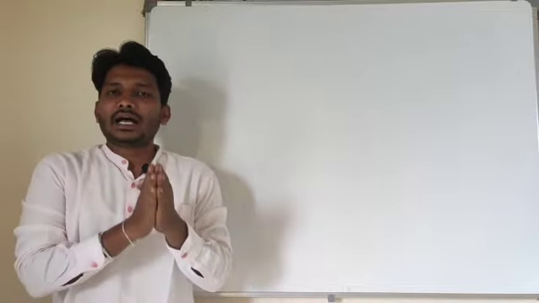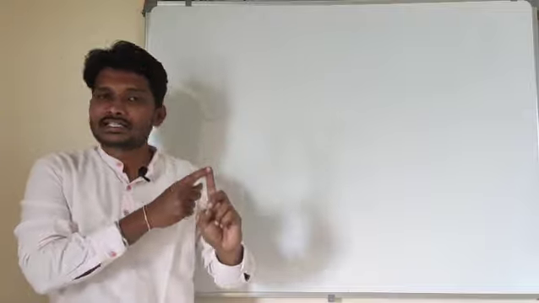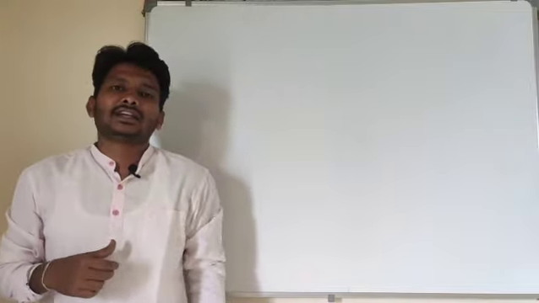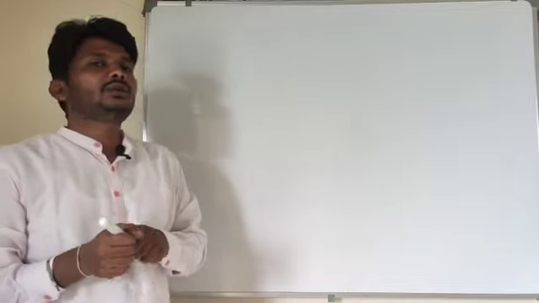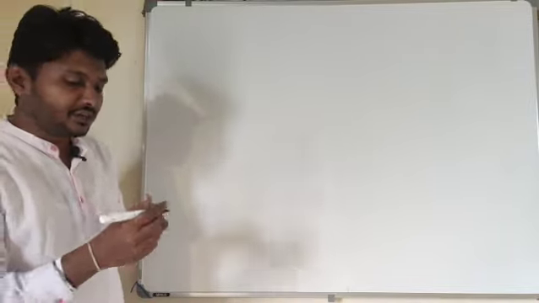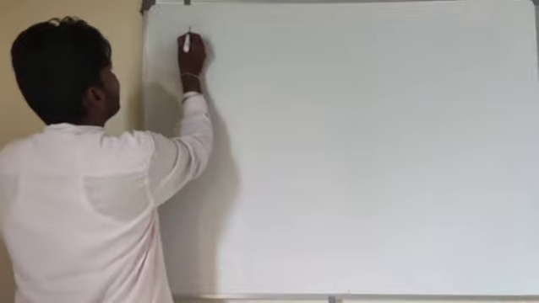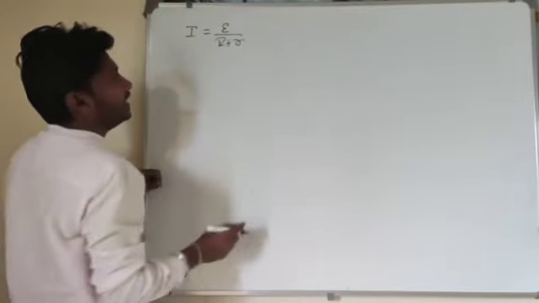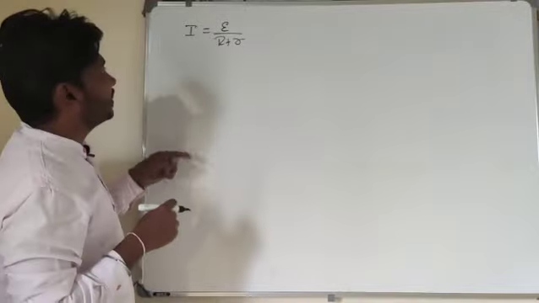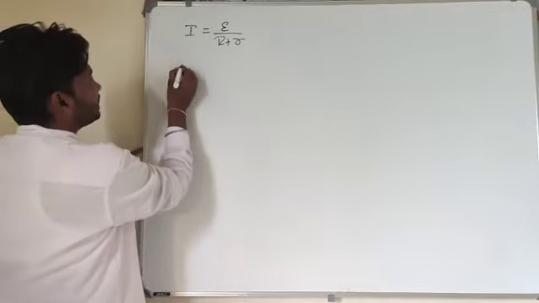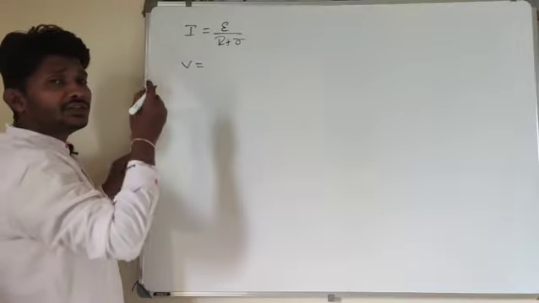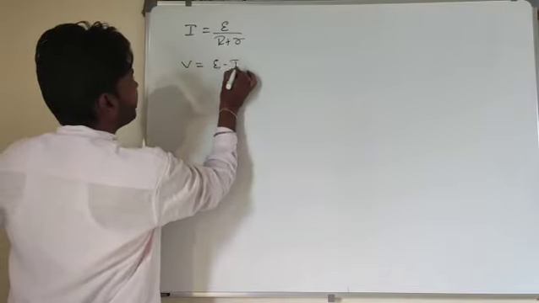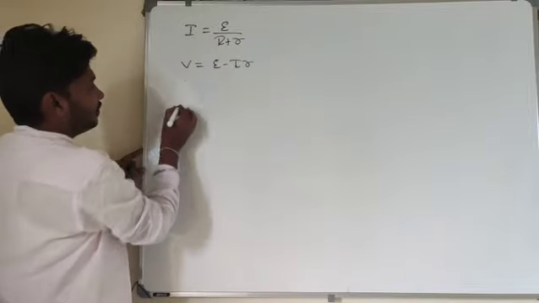So I hope in the last class you got information about the cell, terminal potential difference, internal resistance, as well as external resistance. Related to those, we got mathematical expressions: the relation between current, EMF, external resistance and internal resistance. So I is equal to E divided by R plus r, and the relation between terminal potential difference and EMF, V is equal to E minus I into r, and one more equation.